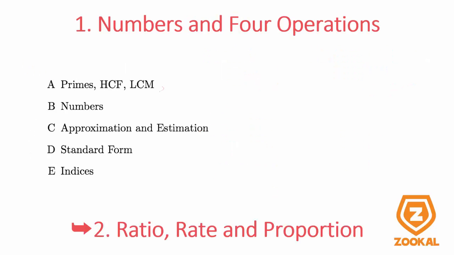So those are the 5 sections of numbers and 4 operations. We did primes, HCF and LCM. We talked about the different kinds of numbers, integers, rational and real. We talked about approximation and estimation, where we round off to a certain number of decimal places or to a certain number of significant figures. Standard form, where a times 10 to the power of n, your requirements for A and your requirements for n. And then we also talk about indices, where you have the 9 laws and the 3 types of equations.